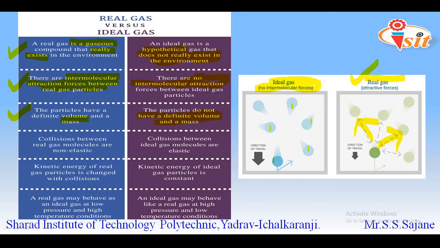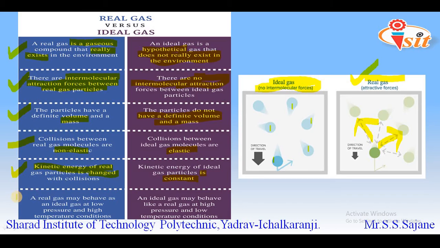The next point is that collisions between real gas molecules are non-elastic, and in case of ideal gas, the collisions between ideal gas molecules are elastic. We will see the meaning of elastic and non-elastic collision in the next slide. The next differentiating point is that the kinetic energy of real gas particles is changed with collisions, whereas in case of ideal gas, the kinetic energy of the gas particles is always constant.